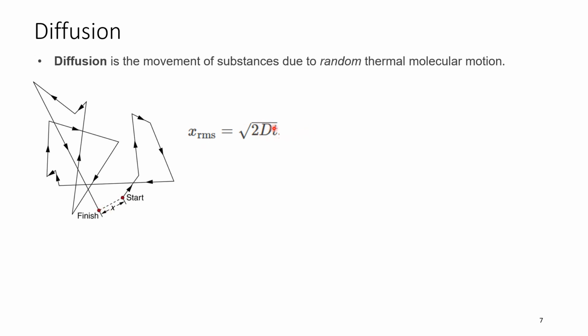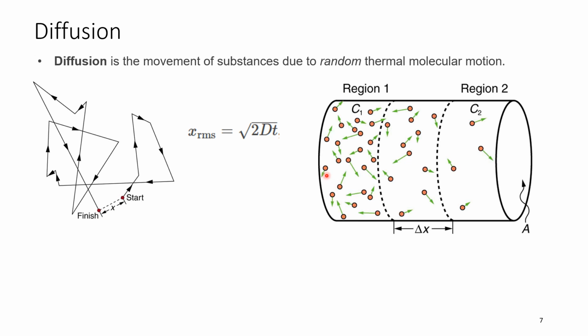The quantity D is the diffusion constant for the particular molecule in a specific medium. Diffusion naturally proceeds from a region of higher concentration to a lower concentration. The net rate of movement is proportional to the difference in concentration.